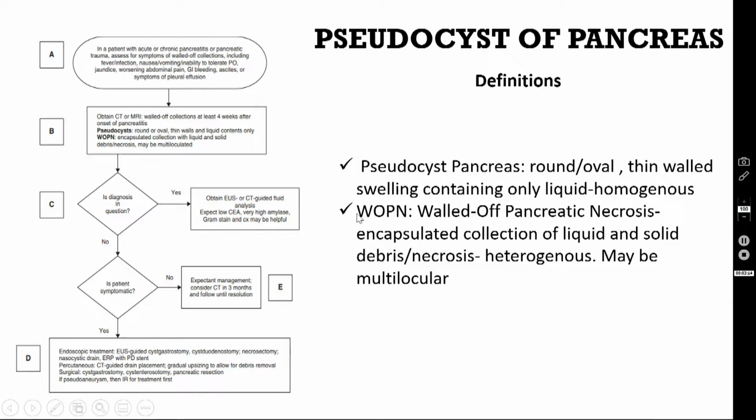Whereas the WOPN, or walled off pancreatic necrosis, is a well encapsulated collection of liquid and solid debris and necrosis, and this has a heterogeneous appearance. This may sometimes be multilocular also.